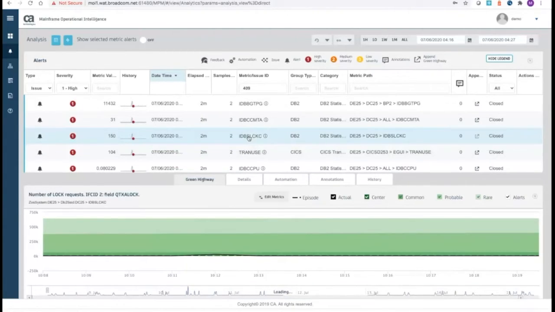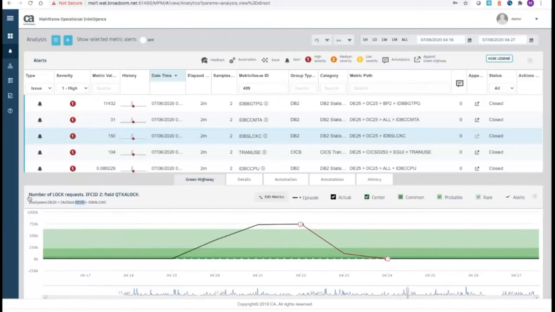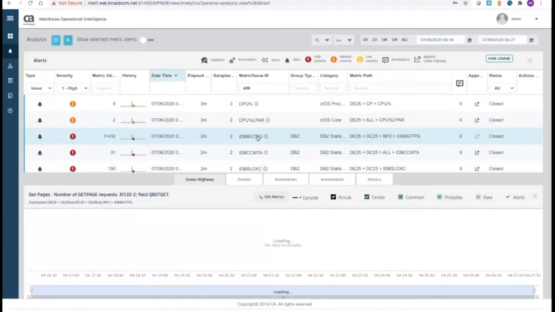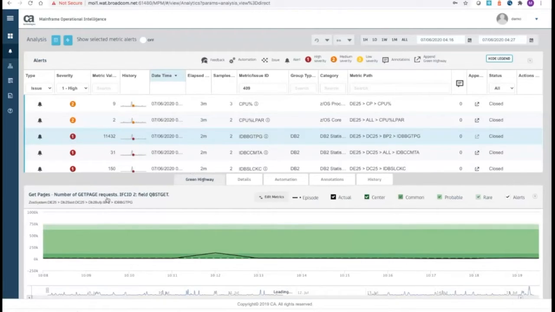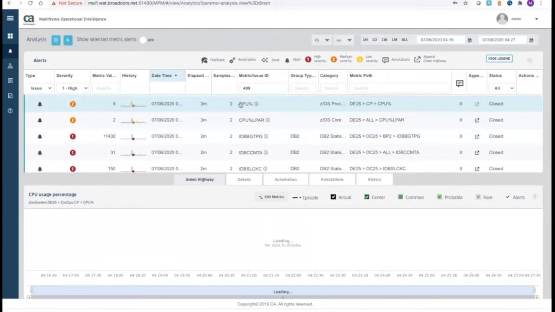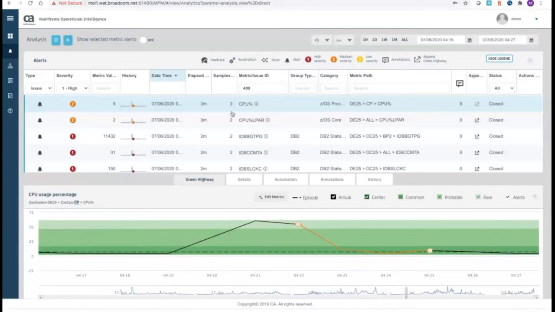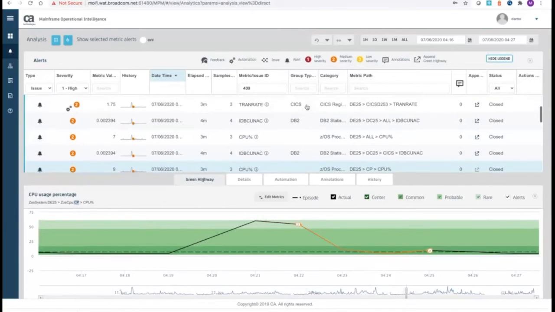The next alert in the list is the number of lock requests for DB2 subsystem DC25, which spiked around the same time. Then the number of get page requests for a buffer pool called BP2 in the DC25 subsystem spiked around the same time. The next alert is about CPU usage on the LPAR, and apparently the general processor usage on DE25, where this DB2 subsystem is residing, spiked up.